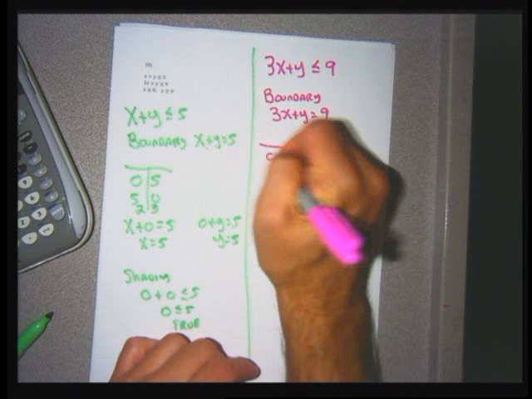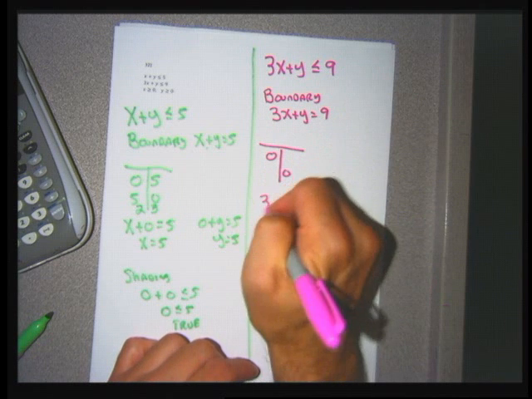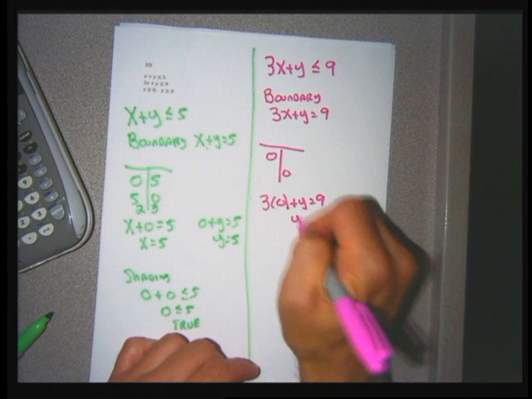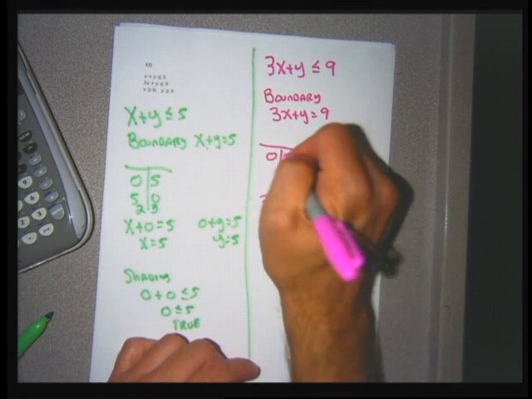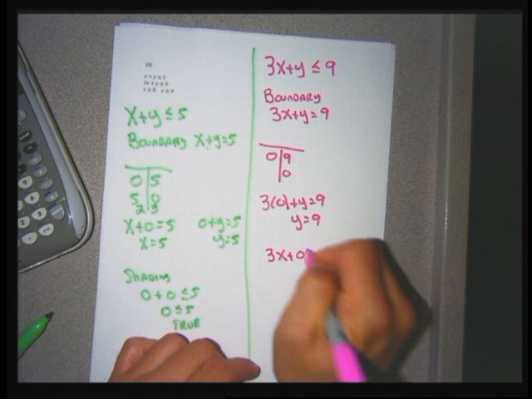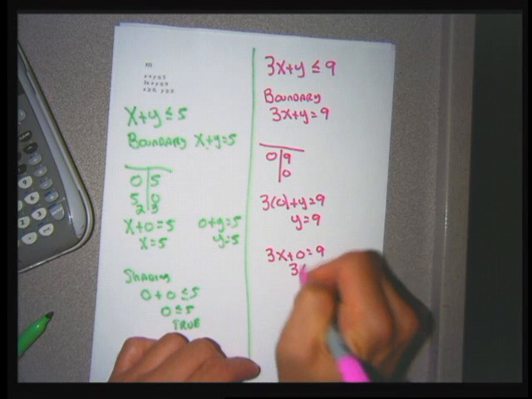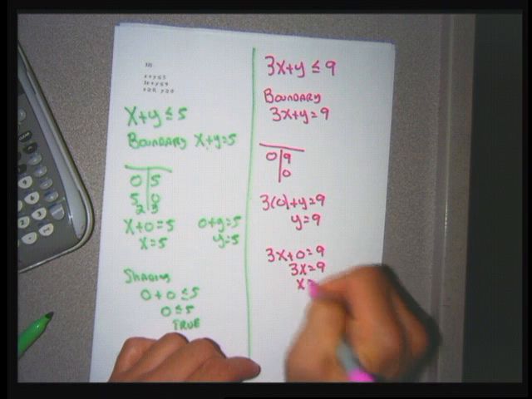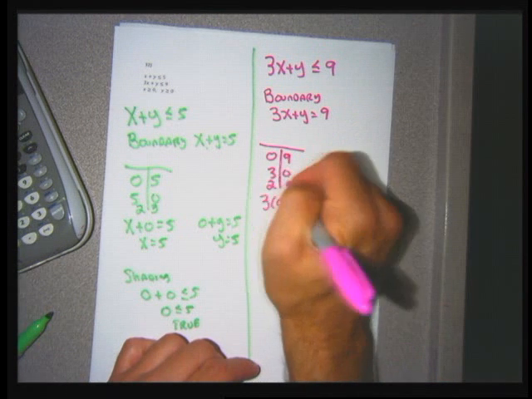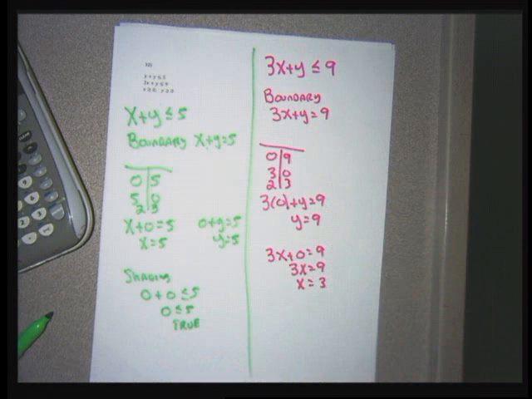Do my zeros. Plug 0 in for x. I get 3 times 0 plus y equal to 9. This simplifies to y equal to 9. And then the other 0, I get 3x plus 0 equal to 9. This gives me 3x equal to 9, which gives me x equal to 3. And in addition, this is also going to have the point 2, 3, because that's where the lines intersect.